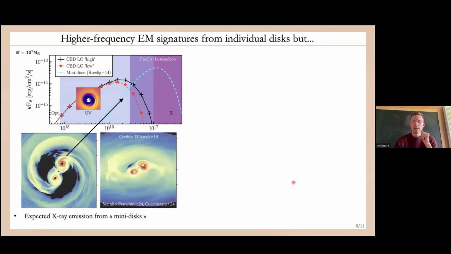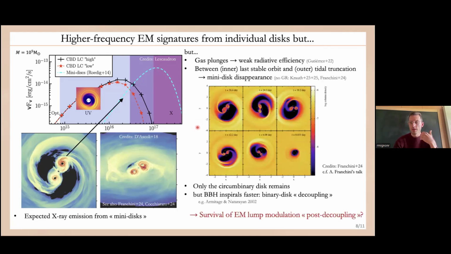But now there is more than this. First, there is more than the circumbinary disk. There are likely some individual disks that will also contribute to higher energy. But then there is also the impact of the inspiral, and typically the fact that as the binary approaches merger, it's possible that the gas can flow directly from the circumbinary disk into the black holes, and therefore the two mini disks will actually not radiate efficiently.